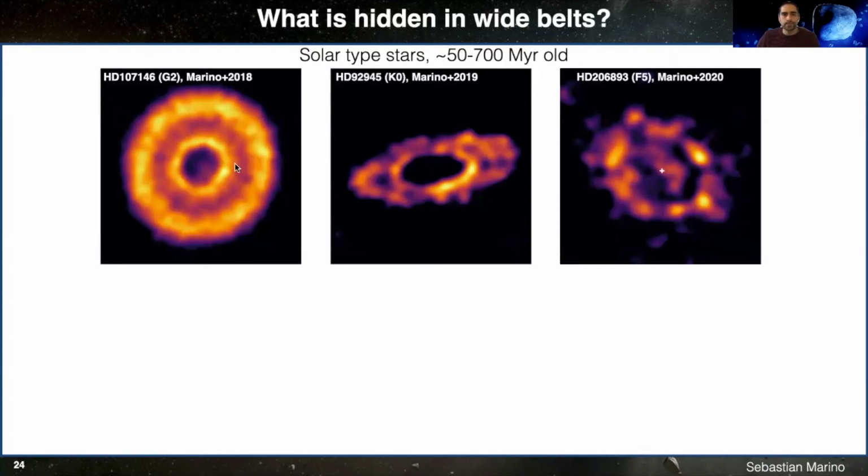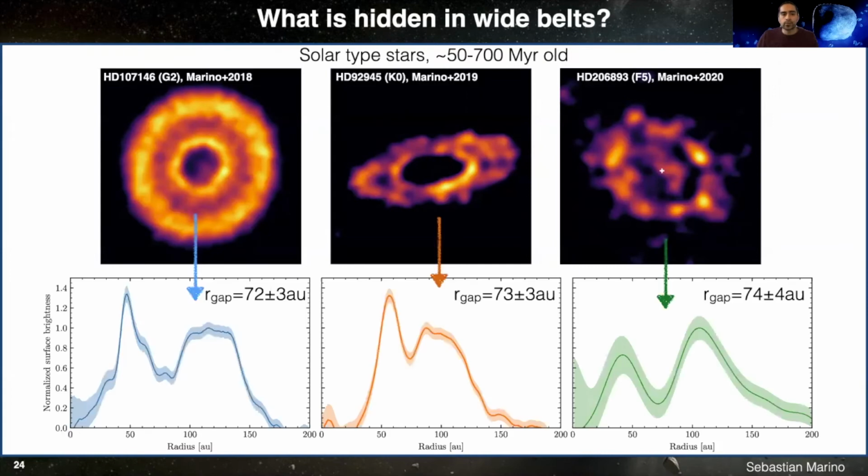So these are 3 systems around solar type stars that are 50 to 700 million years old, so young systems. And these 3 systems show disks that seem to show annular gaps in the distribution. So the disks are almost like divided in two, inner and outer component. And perhaps it's difficult to see from these images, but if you do a radial cut and some azimuthal averaging, you can recover the radial profile with a high sensitivity. And as you can see, the distribution is almost like broken by gaps in the three systems.